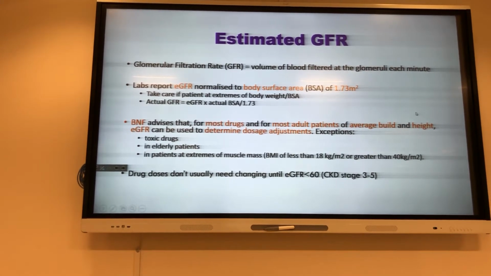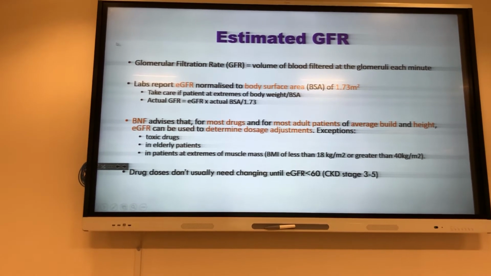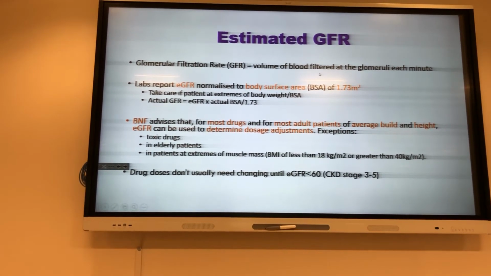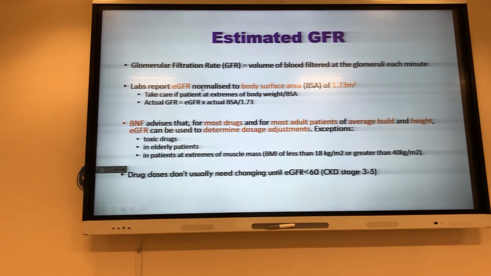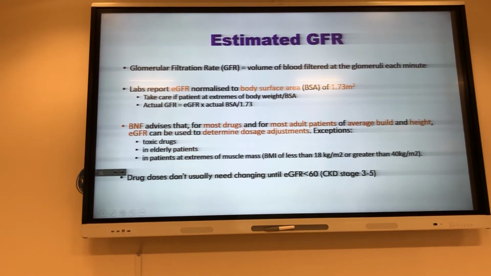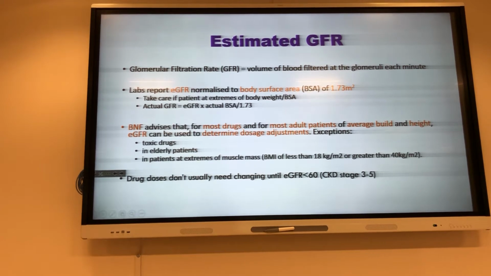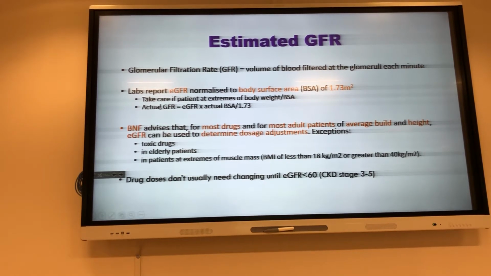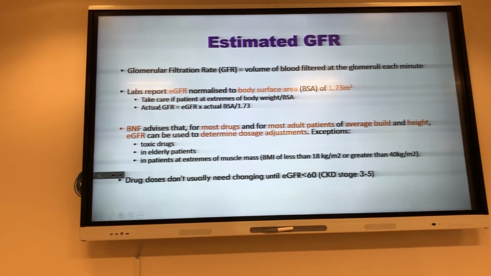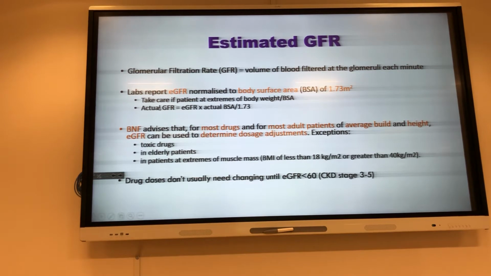So the estimated GFR is basically the volume of blood filtered at the glomerulus each minute. Usual lab reports look at the estimated GFR normalized to a body surface area of 1.73. So these are calculations. But you have to take care in terms of extreme body weights, amputees, or people who are obese. So these could be different.